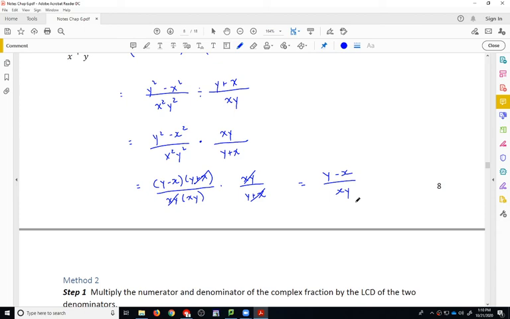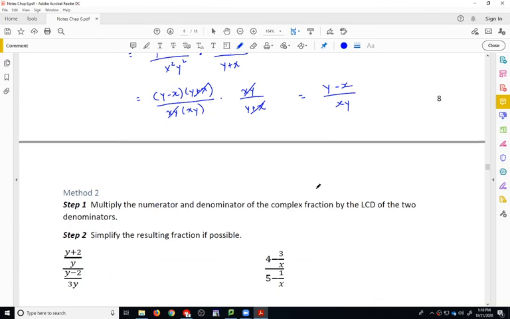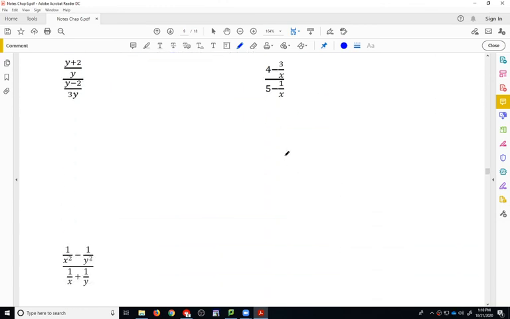And again, do not simplify further. The y and the x have to be divided by xy. You cannot go y divided by y and x divided by x. It does not work.